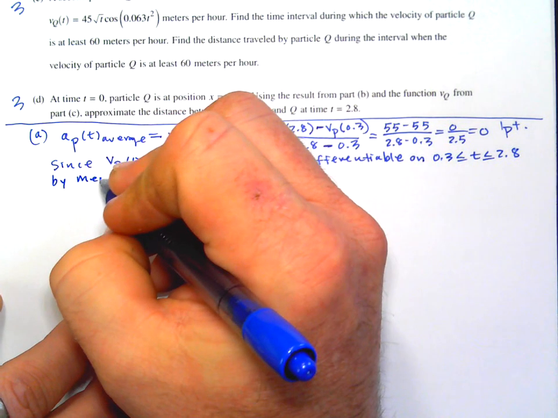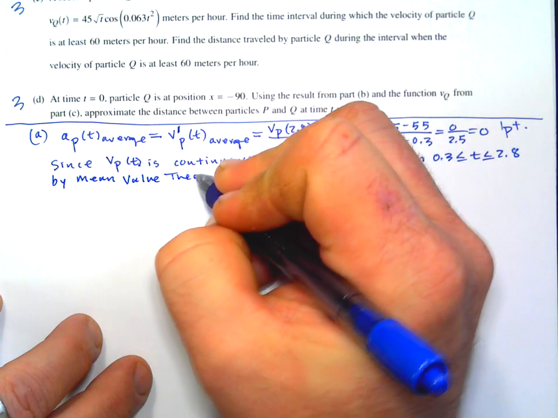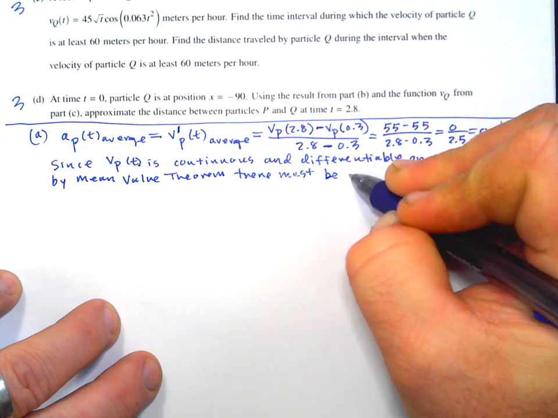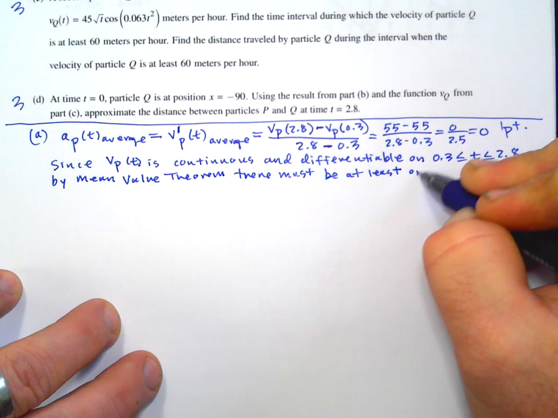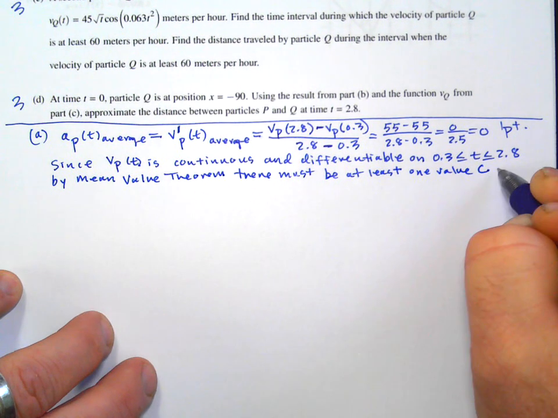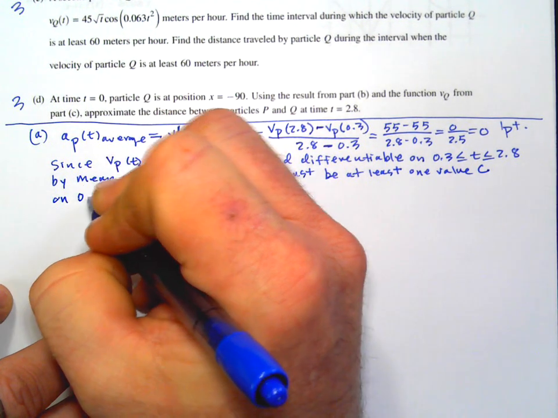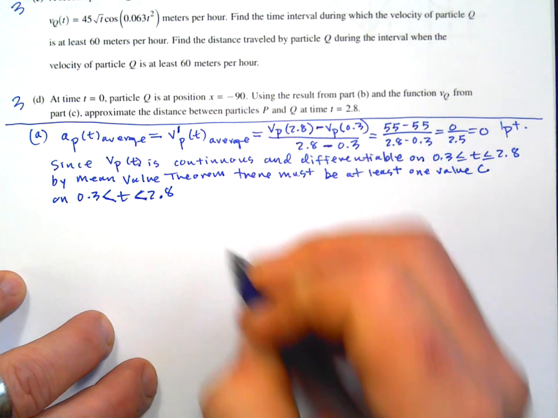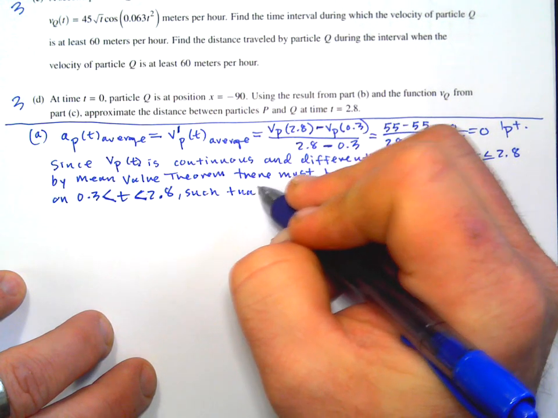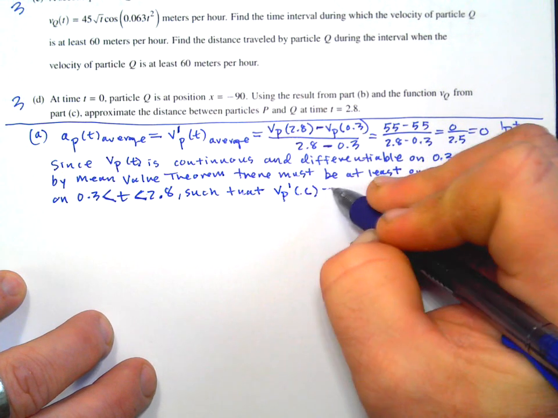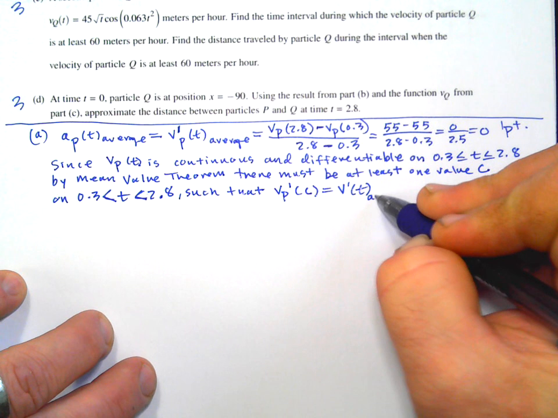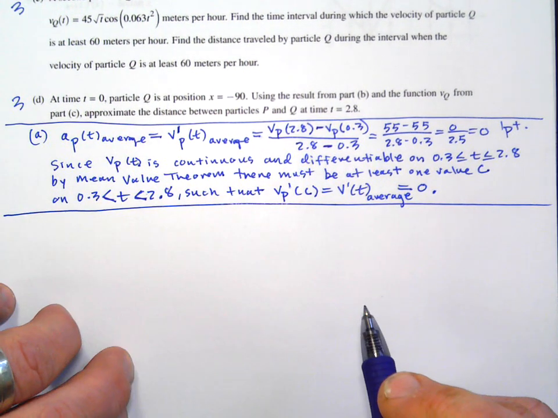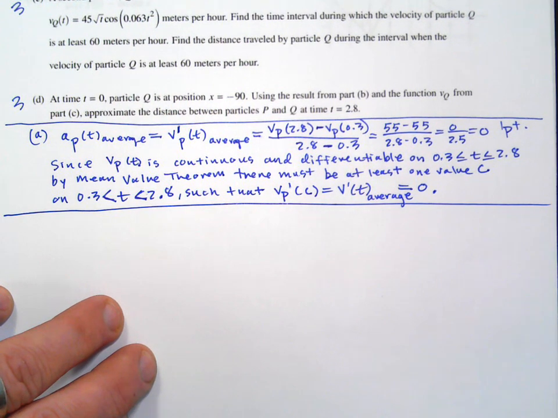Since that's true, by the Mean Value Theorem, there must be at least one value c on 0.3 to 2.8, and we leave off the endpoints. It's an open interval when we're dealing with derivatives, such that the derivative at c equals the average derivative, which we've shown equals 0. So that's a good explanation. So 1 point for having shown this, and then 1 point for your answer and justification.